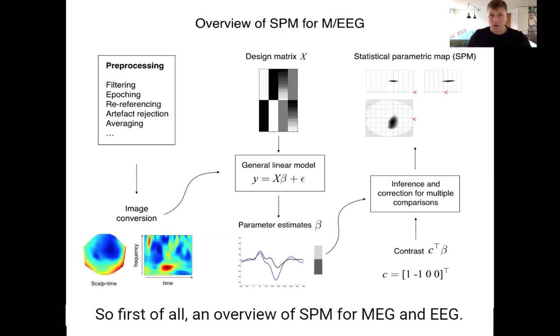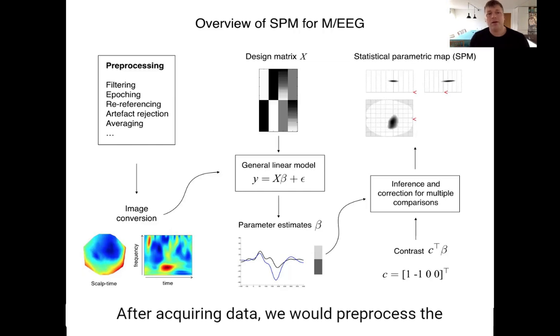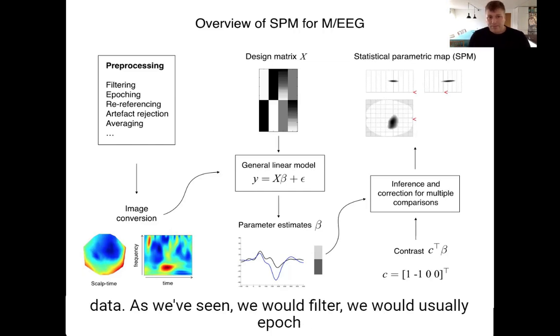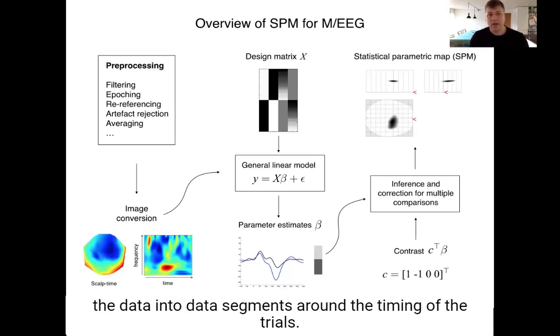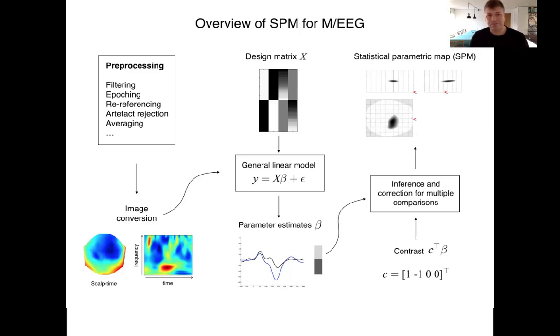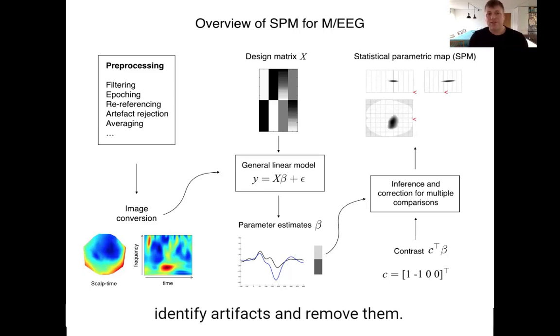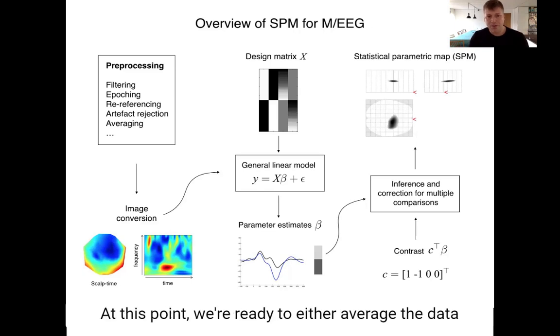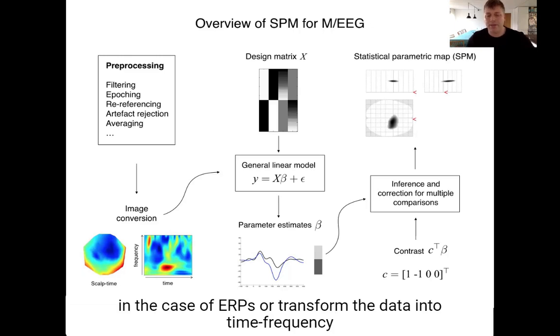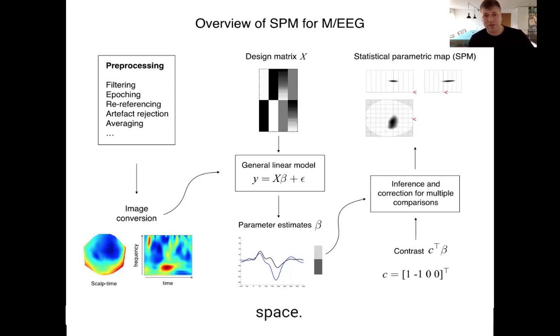So first of all, an overview of SPM for MEG and EEG. So usually after acquiring data, we would pre-process the data, as we've seen. So we would filter, we would usually epoch the data into data segments, around the timing of the trials. We would re-reference in the case of EEG data, and we would identify artifacts and remove them. And at this point, we're ready to either average the data in the case of ERPs, or transform the data into time frequency space, for example.